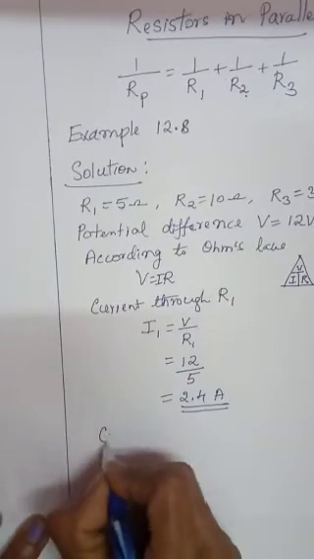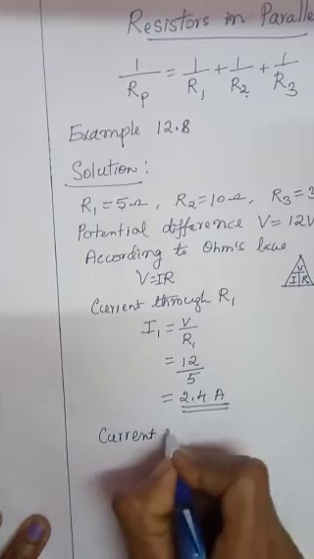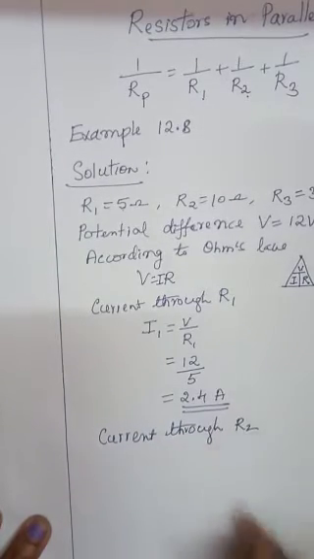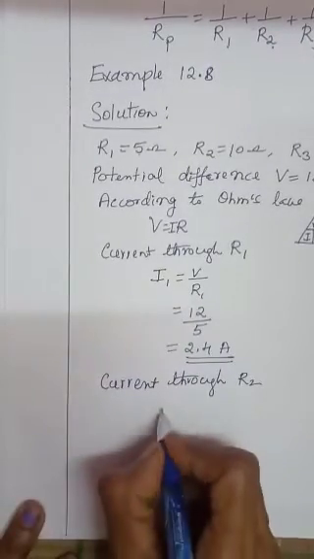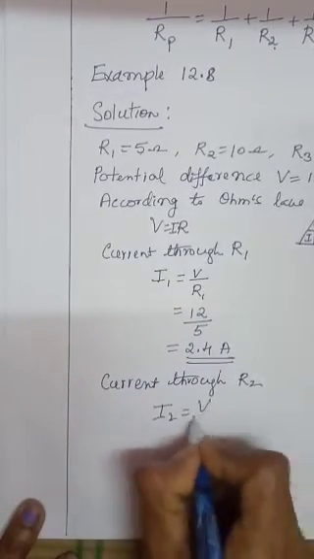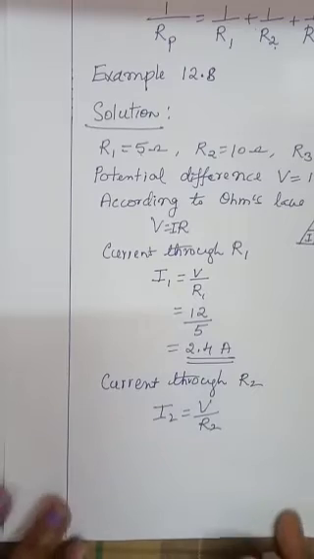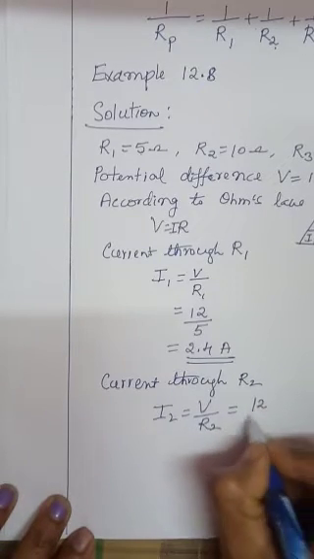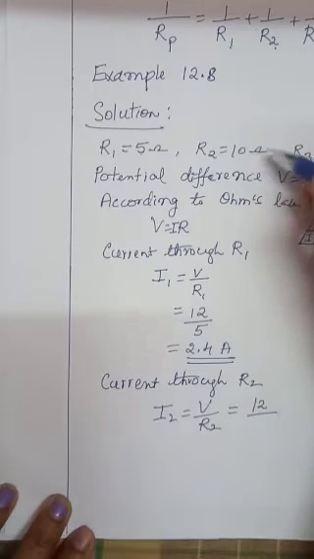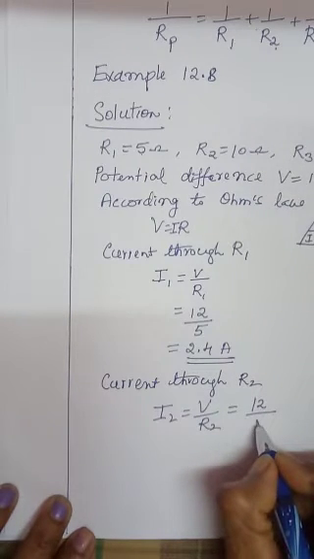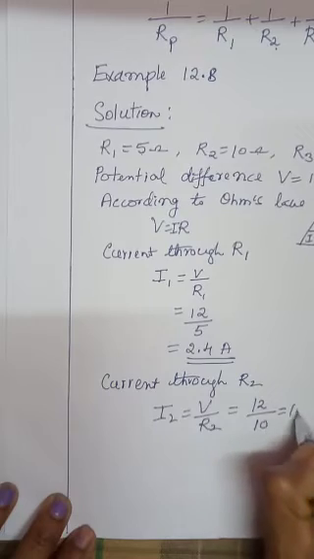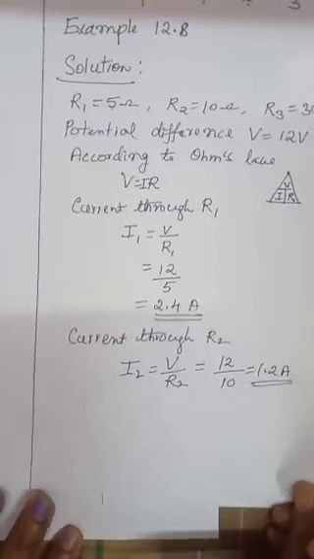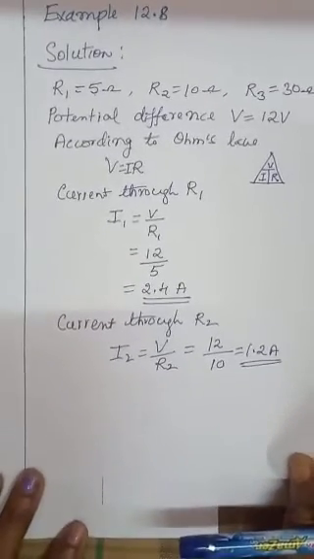Now current through the second resistor. It is current through R2. Use the formula I2 is equal to V divided by R2. Potential difference V is 12 volt. Resistance of the second resistor R2 is 10 ohm. It is 1.2 ampere.